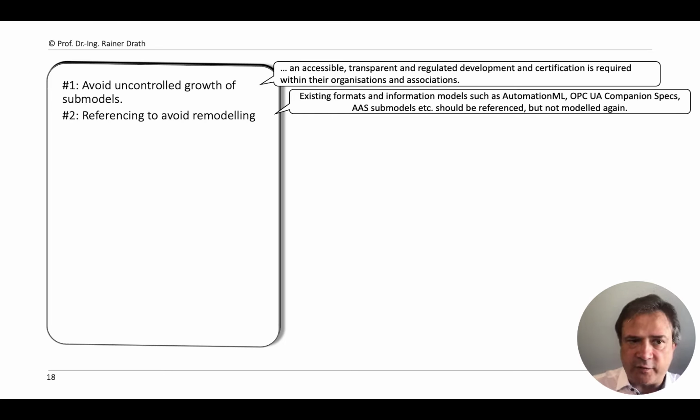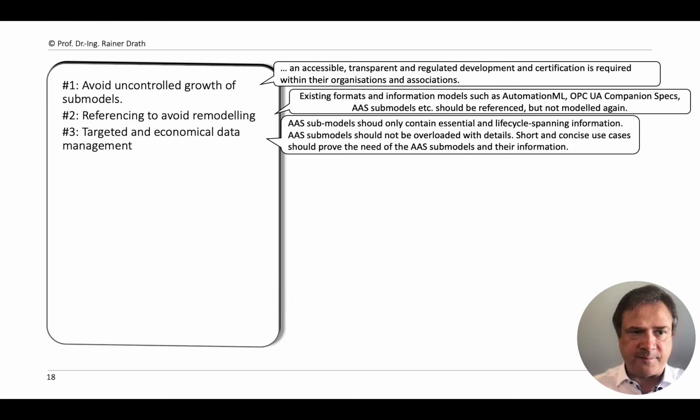Second, we propose to prefer referencing instead of remodeling. Existing formats and information models such as AutomationML, the OPC UA companion specifications and the AAS submodels should be referenced but not modeled again.